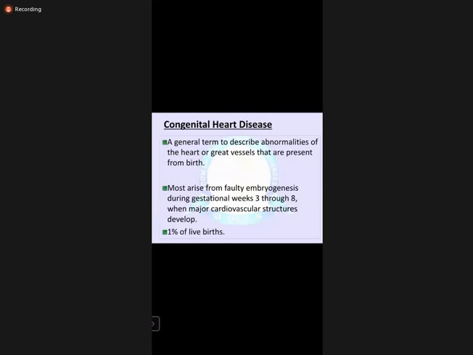Now we will discuss congenital heart disease. It is a general term to describe the abnormalities of the heart or blood vessels that are present from birth. Most arise from faulty embryogenesis during gestational weeks 3 through 8, when major cardiovascular structures develop, and they comprise 1% of live births.